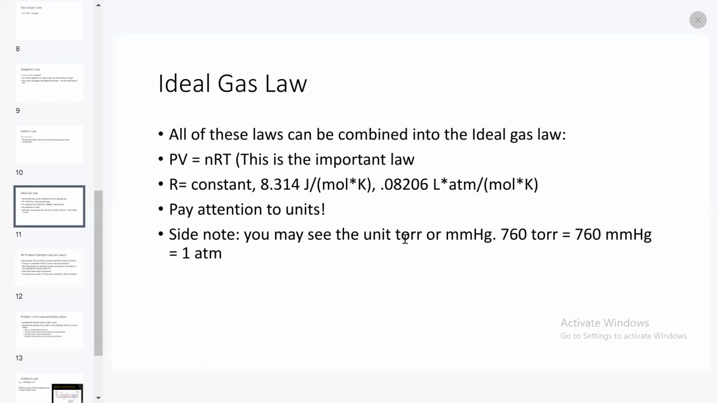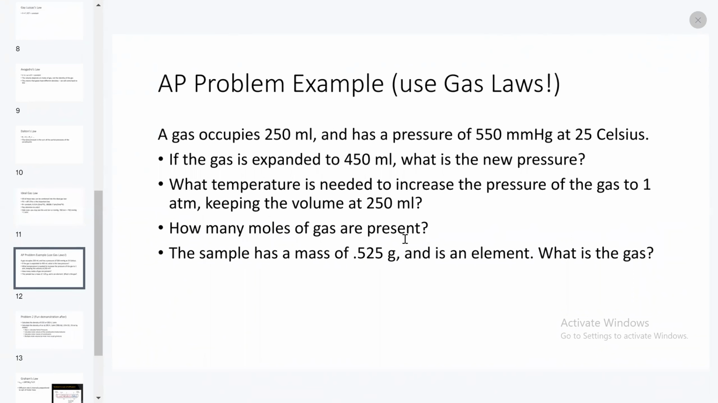Now let's do a problem. This is an example AP problem that you might see on the AP test. Okay, so I'll give you guys 10 minutes to read through the problem and solve it.